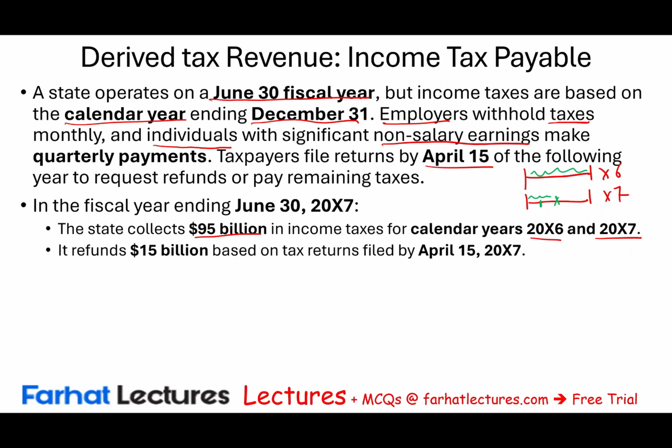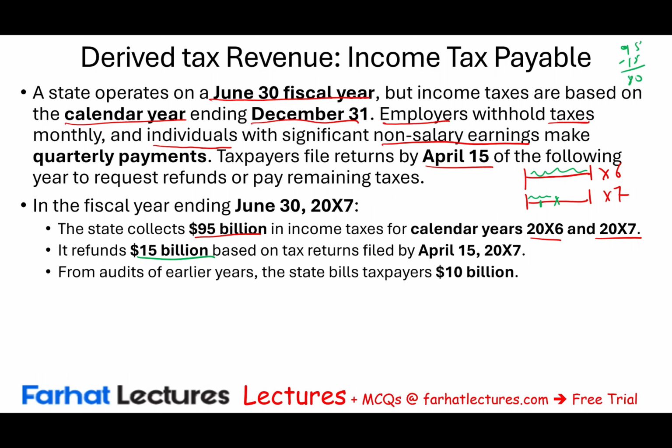Great. Then they refunded 15 billion by April 15 X7. Well, what they did is they collected 95, they refunded 15, what they're left with is 80 billion. From audit of earlier years, the state bills the customer 10 billion. So they audited taxes from other years, sent notification and said we need 10 billion from various, not customers, taxpayers.